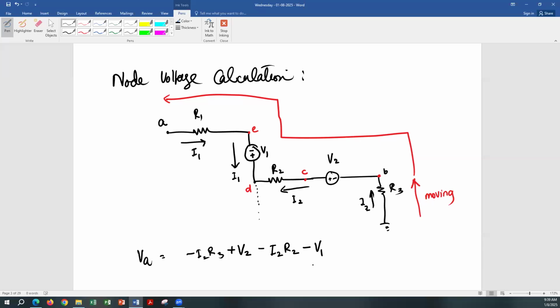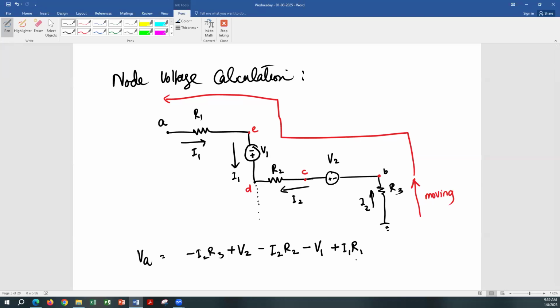gained voltage because node A has higher voltage than node E, since the direction of current I1 is from node A to node E. So when current passes through R1, some voltage will be dropped in R1. That means node E will have lower voltage as compared to node A because of the direction of current. That means when I get from node E to node A, I am going to gain voltage, and that voltage is going to be I1 times R1. And this way, you will know what is the voltage at node A.